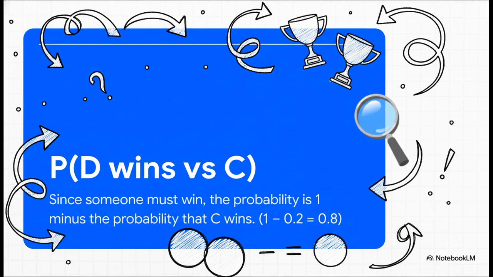Now, here's the kind of clever part of the question. It doesn't actually tell us the probability of D beating C, but it doesn't need to. We can figure it out. Since there are only 2 outcomes in that match, either C wins or D wins, their probabilities have to add up to 1. So the chance of D winning is simply 1 minus the chance of C winning. That's 1 minus 0.2, which gives us 0.8.